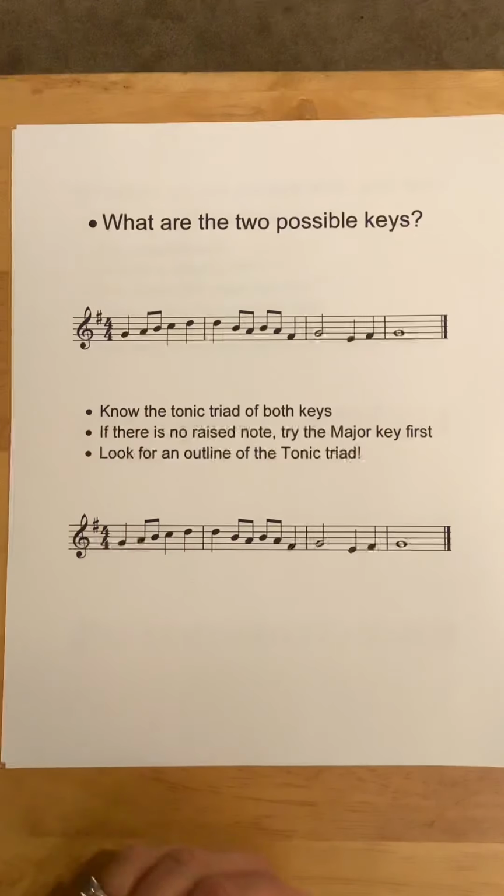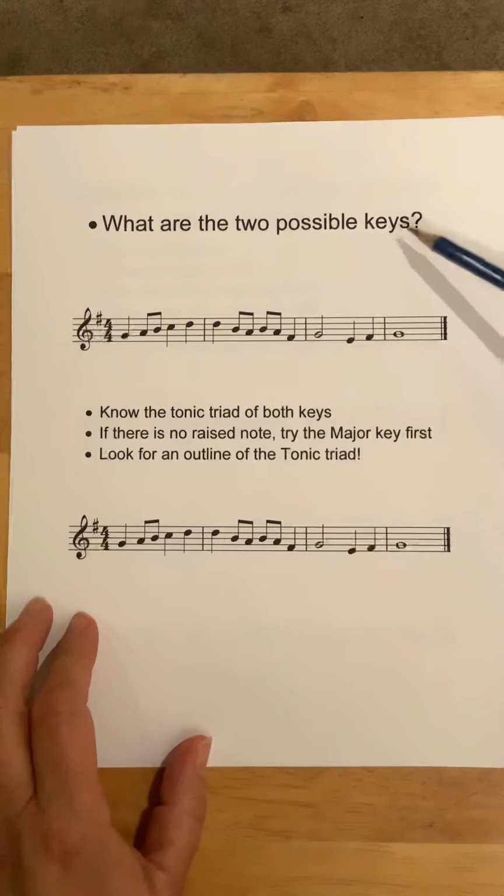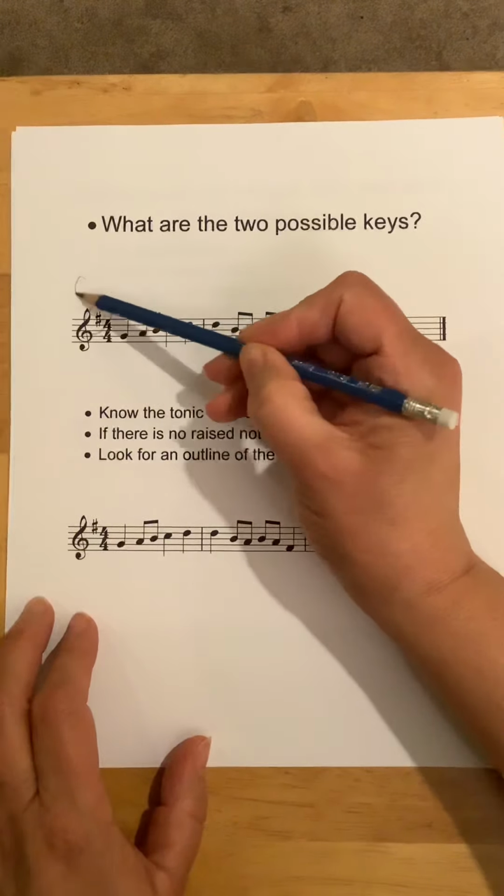So let's look at a couple of melodies. Here's a melody, going slowly first of all. What are the two possible keys? We look at the key signature. It's G major or E minor. Those are the only two possibilities, so know the tonic triad of both those keys. G major would be G, B, D, and E minor would be E, G, B.